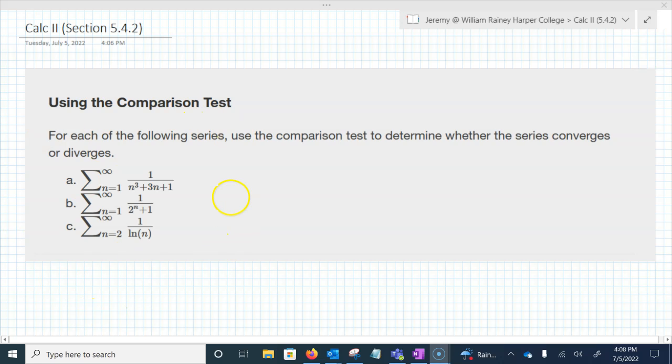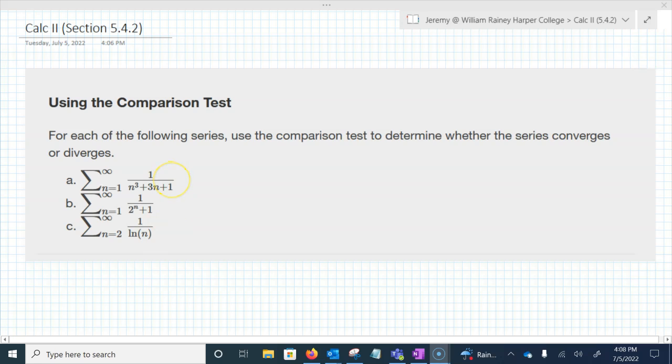All right, we've got three examples that we'll use the comparison test on. Example 1 is the series whose terms are 1 over n cubed plus 3n plus 1. The second series has terms 1 over 2 to the n plus 1. And the third series has terms 1 over natural log n. In that case, n starts at 2. It can't start at 1 because natural log of 1 is 0.